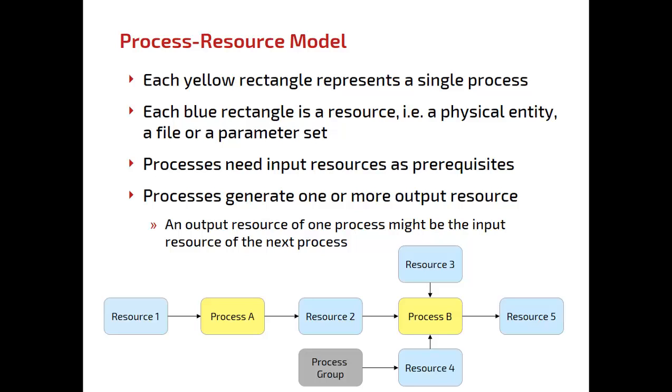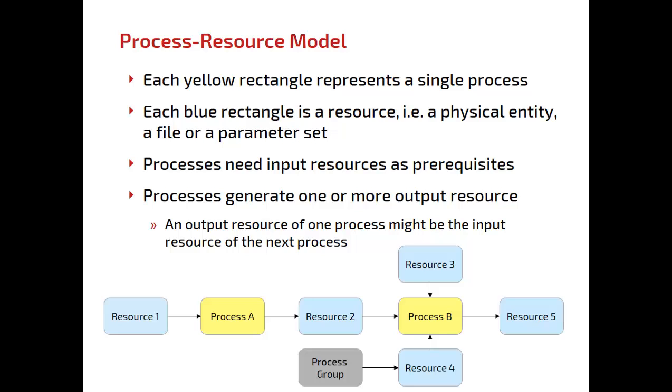In our vector graphic, each yellow rectangle represents a single process. Each blue one is called a resource. Processes are actions, while resources are either physical entities, files, or parameter sets. Resource 1 is an input resource for process A. That is, the process A needs this resource to execute.